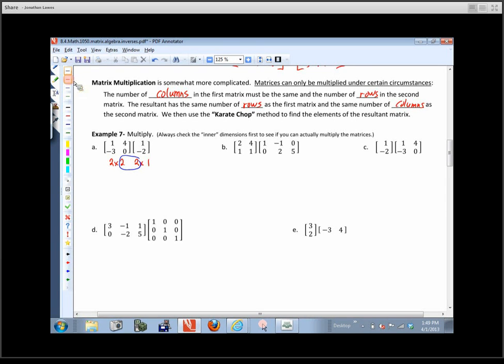Okay, then let's figure out what are the dimensions of the resultant. When I multiply these together, I end up with the same number of rows as the first matrix and the same number of columns as the second matrix. So I'm going to end up with a 2 by 1. So again, the first thing you want to do is write down the dimensions of each matrix, make sure the inner dimensions are the same, and then figure out the dimensions of the resultant. So the resultant is going to be a 2 by 1. 2 rows, 1 column. I only have 2 numbers that I need to find here.